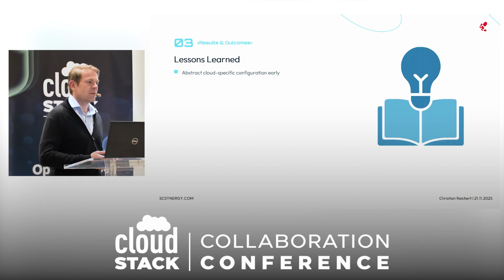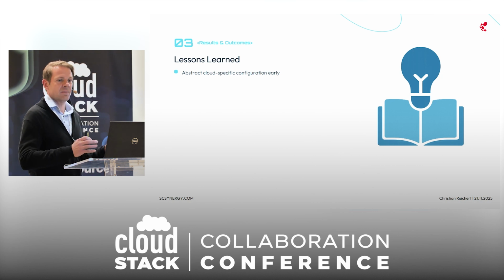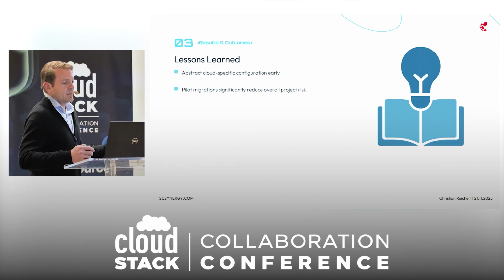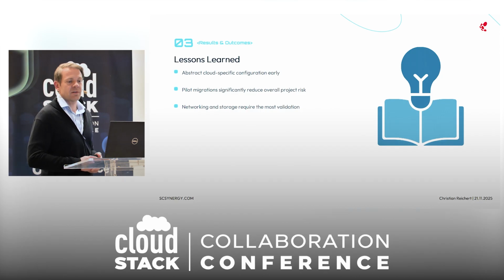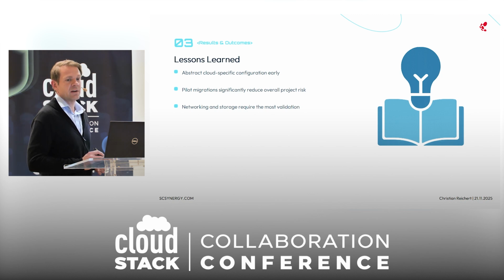So even if you start something on AWS or Azure, don't use all of their native services. Try to keep it to standard. Makes it much easier if you decide to move. Pilot migrations, it's important to do. Definitely reduces risk on the project. Networking and storage, it's definitely the most complex part and needs validation before you do anything. That's really, you need to be sure that part is 100% working.